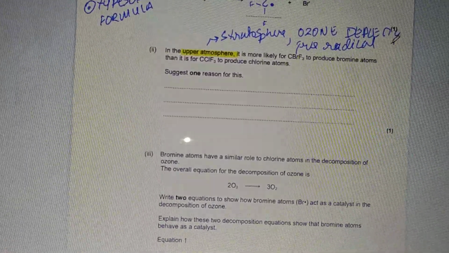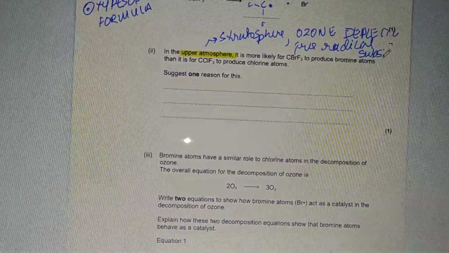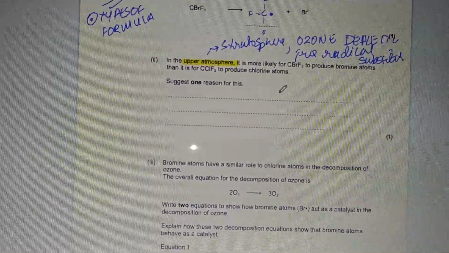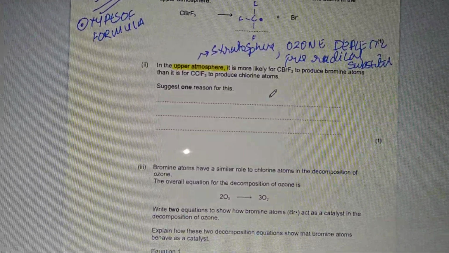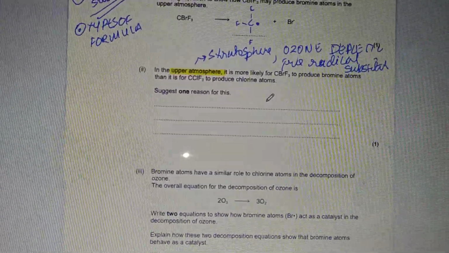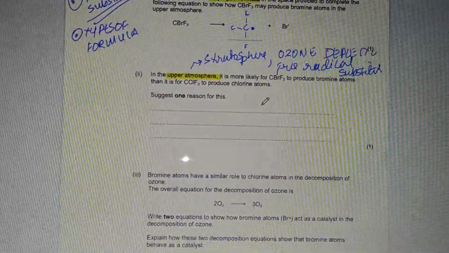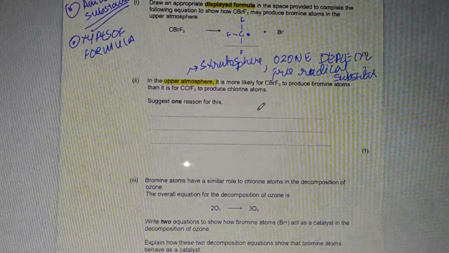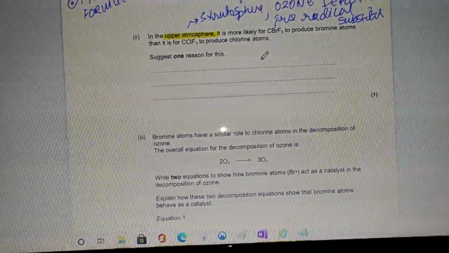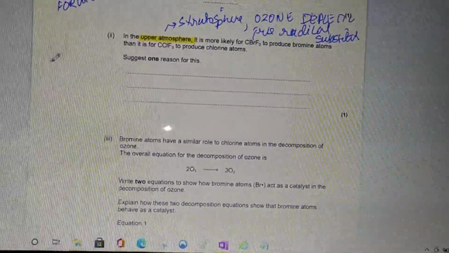Immediately you start reading these questions, it has to start going in your mind. Yeah, they're all related to this. Why is it more likely for the CBrF3 to produce bromine atoms than it is for CCl3 to produce chlorine atoms? Well, it all comes down to the processes of the bond enthalpy.